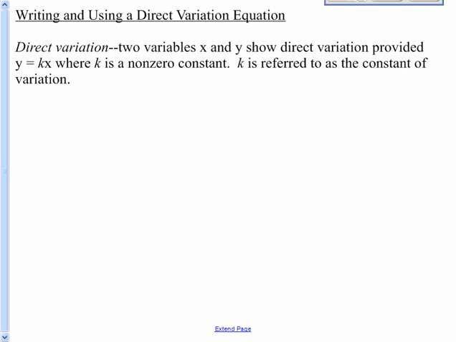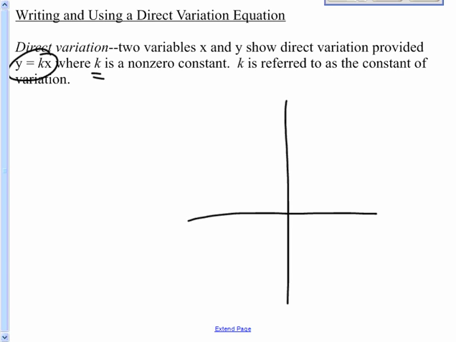All right, let's talk real quickly about writing and using direct variations. So first of all, a direct variation equation is where you have two variables x and y, and they show it as long as you're in this form, y equals kx, where k is your non-zero constant, which is referred to as a constant of variation. So let's think about this. It has to be in this form, right? So y varies directly with x based on k as a number, okay?